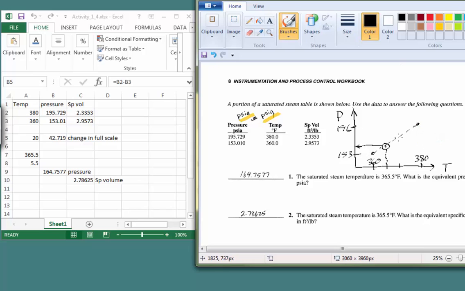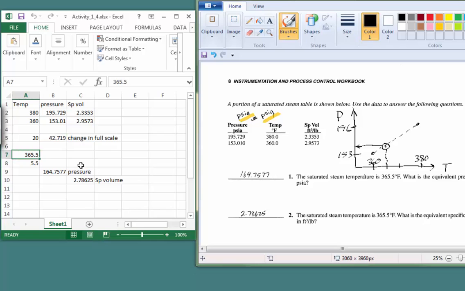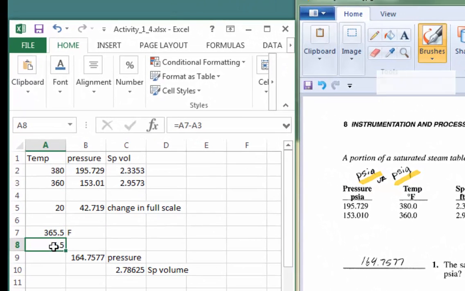So all I need to know is what percentage of this interval did I go over. And here I've got 365.5 degrees Fahrenheit. That's what I'm looking for. And in this cell, let's double click that. What I'm calculating is the number of degrees above 360, and the answer is 5.5.